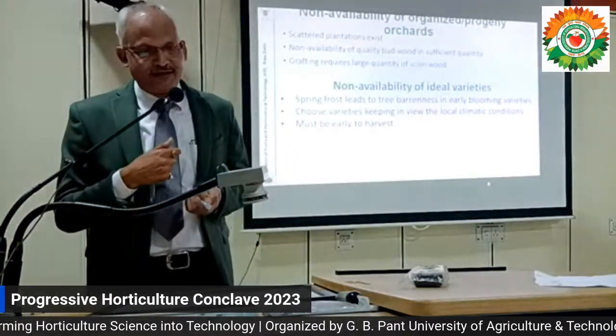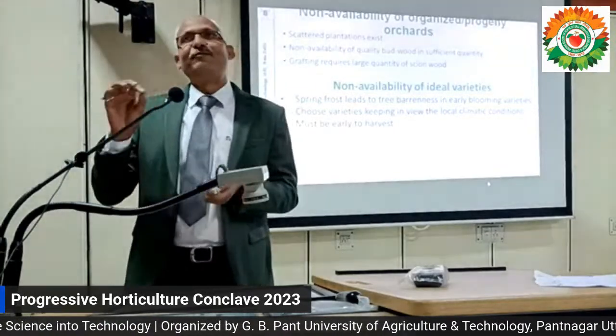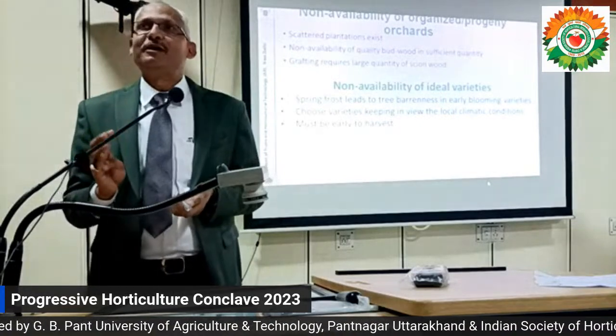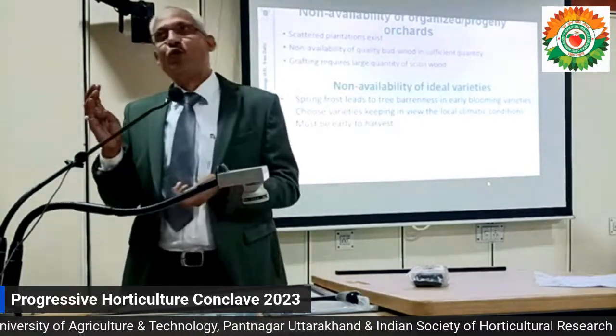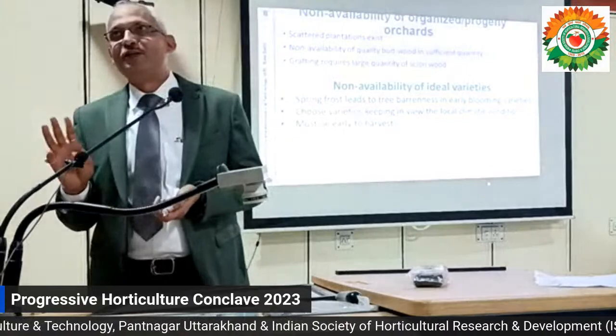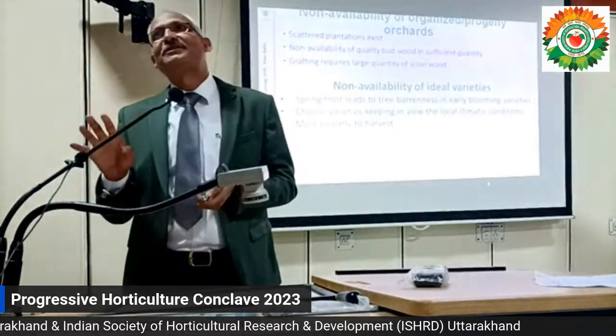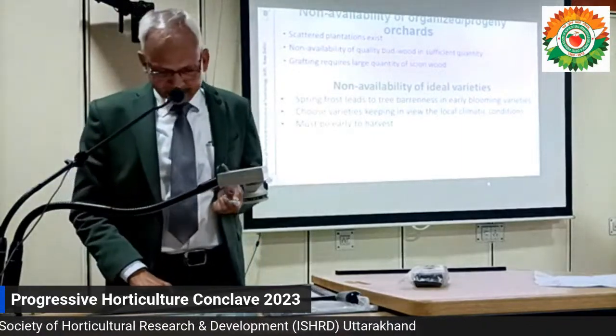Non-availability of an ideal variety, because a walnut variety must have 3 or 4 characteristics. One, it should be late blooming, early harvesting, good kernel quality, and lateral fruiting. These 4 characteristics are there, but we don't have any variety which has 100% lateral bearing.